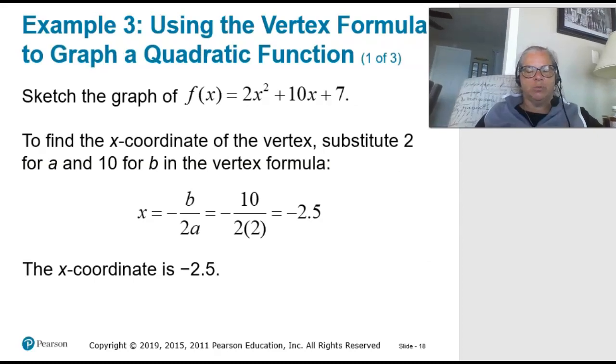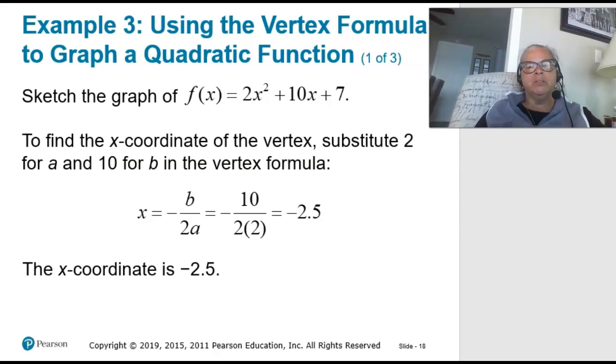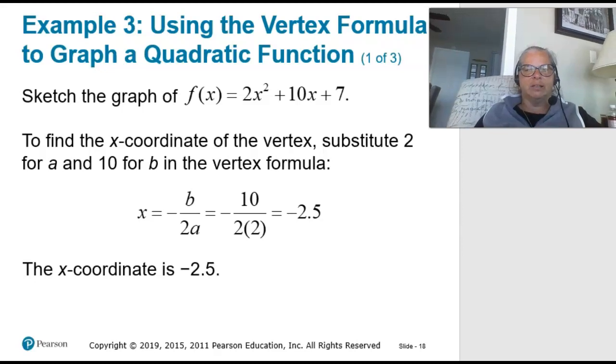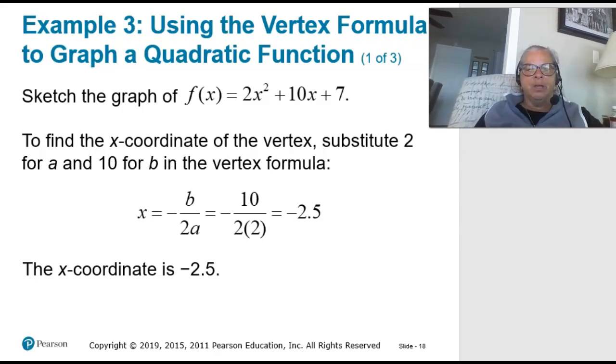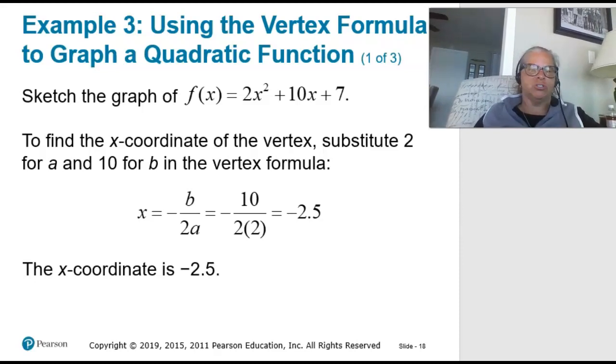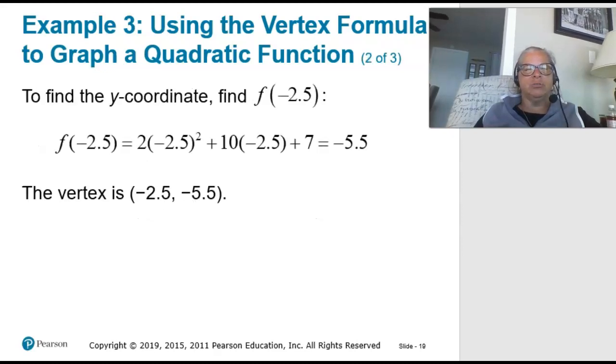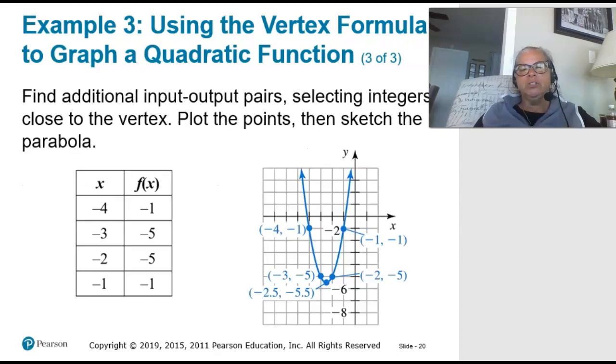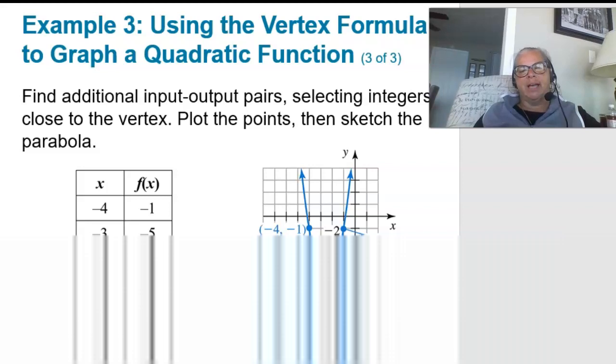So let's look at 2x squared plus 10x plus 7. To find the x value of the vertex, we take b, which is 10, we take a, which is 2, and we take 10 divided by 2 times 2, which is 2.5, and we make sure we know that that's negative. So the x value is a negative 2.5. To find the y value, we substitute it in the function, and we find that that's equal to a negative 5.5. So we now have the vertex, which is a negative 2.5 and a negative 5.5.